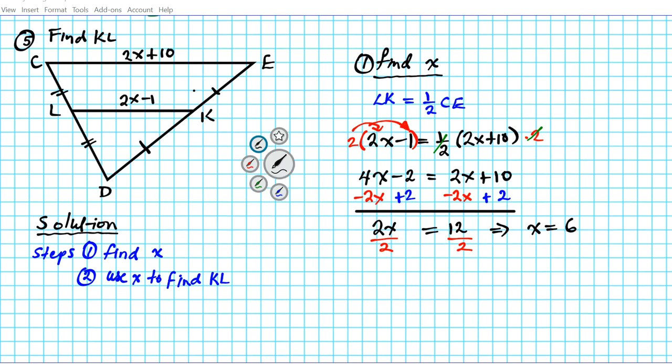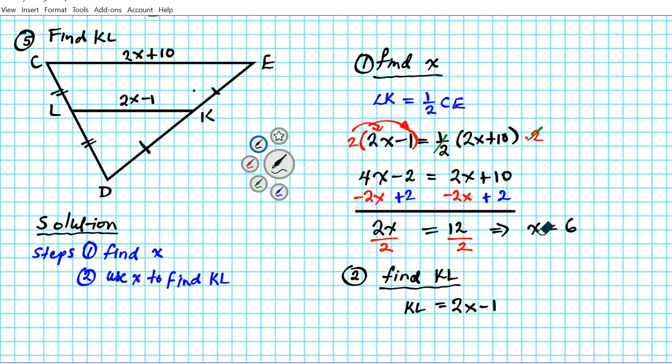All right, so now we're going to advance to part 2 of the problem. To finish it up, for part 2, we're going to want to find KL. We know from the given figure that KL is 2x minus 1.